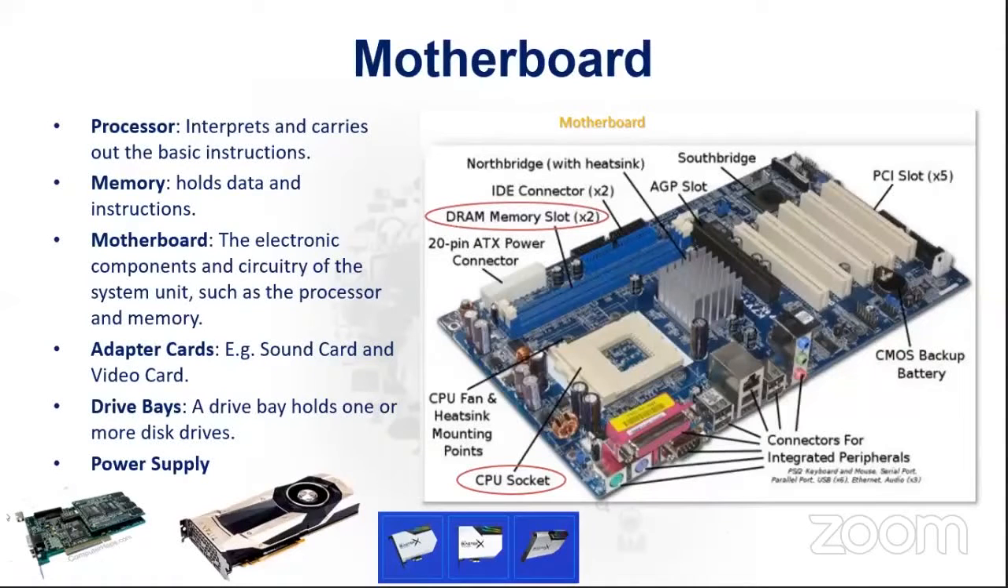The motherboard holds many of the crucial electronic components of a system, such as the central processing unit, or CPU, and memory. And it also provides connectors for other peripherals. The motherboard allows communication between the various electronic components. The CPU interprets and carries out the basic instructions, while the memory holds data and instructions.